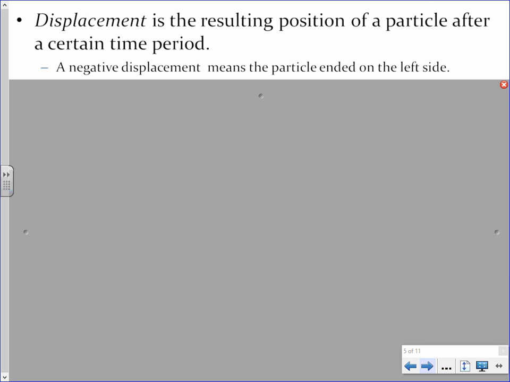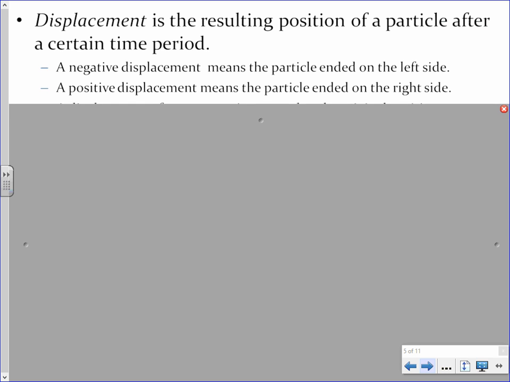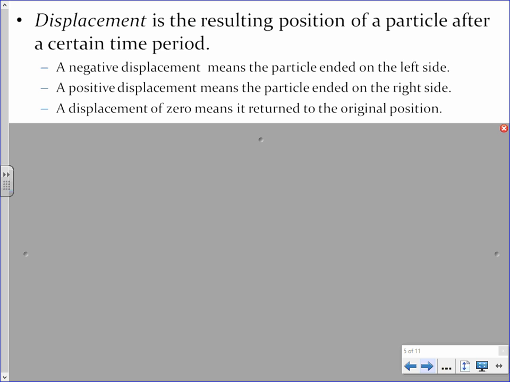So, if it correlates to where you were to begin with, then if you have a negative displacement, the particle is to the left. If you have a positive displacement, your particle is going to end on the right. Similar to what we were working with yesterday. And as I demonstrated, if your displacement is 0, then you're back to the original position. Wherever you start, the displacement refers to where you are from that point.